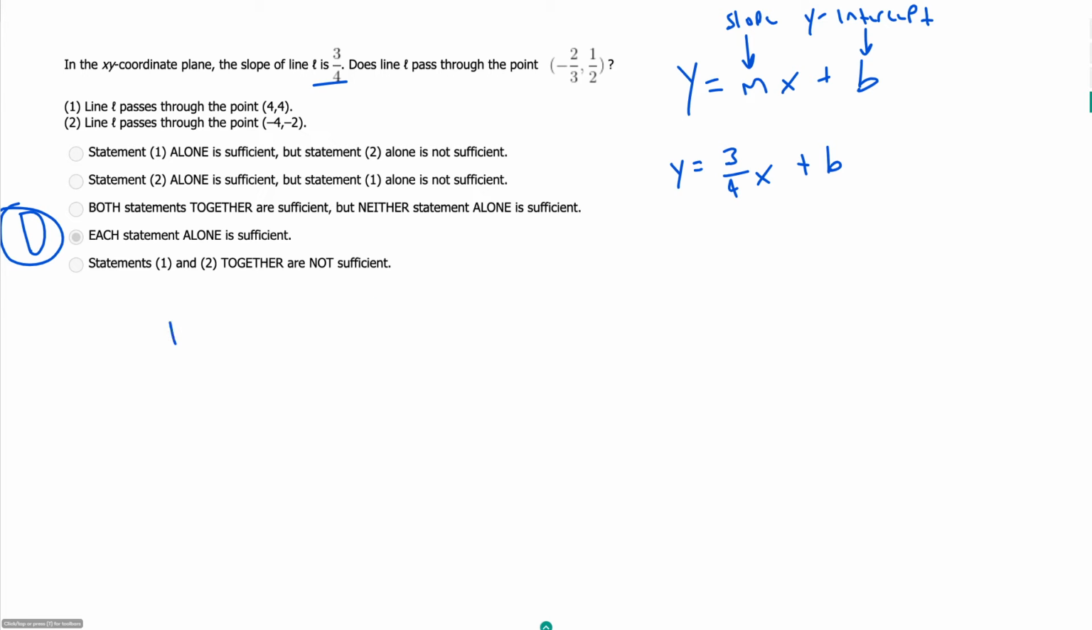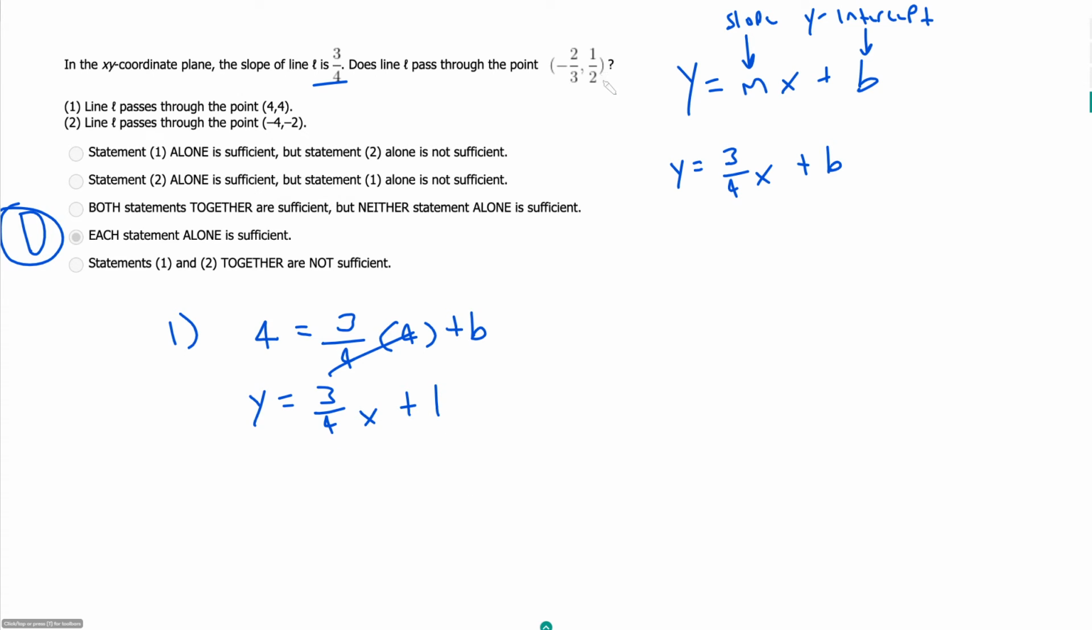So statement 1 says line L passes through the point 4, 4. So they're saying when x is equal to 4, y is equal to 4. So I got to plug 4 in for each of those values. So 4 is equal to 3 over 4 times 4 plus b, and I should be able to solve for b here. And so this crosses out, and so here we get b is equal to 1, and so my equation is now y is equal to 3/4 x plus 1.